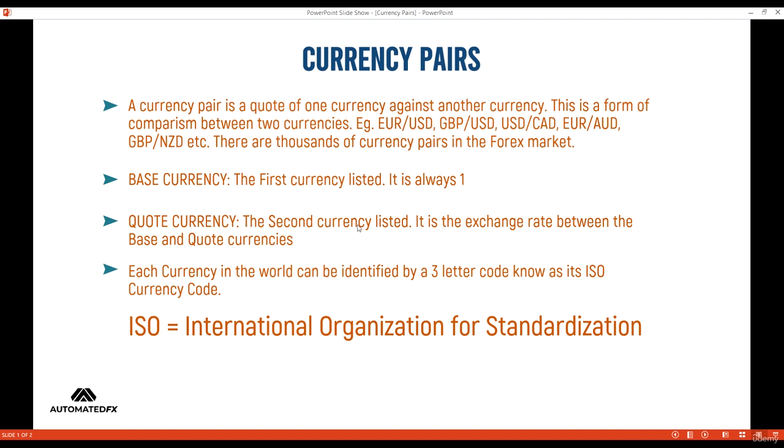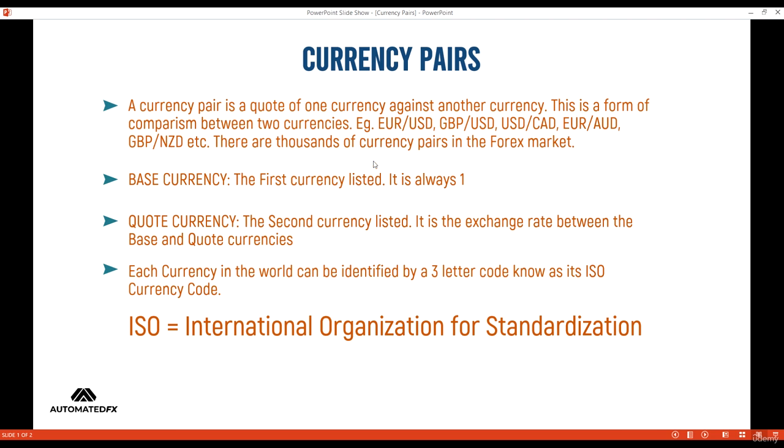And then we have the quote currency. This is the second currency listed, and it is the exchange rate between the base currency and the quote currency. In GBP/USD, USD is the quote currency because it's the second currency listed. In this case, we have CAD as a quote currency, AUD as a quote currency, and NZD as the quote currency. So that's the idea of the base currency and the quote currency.